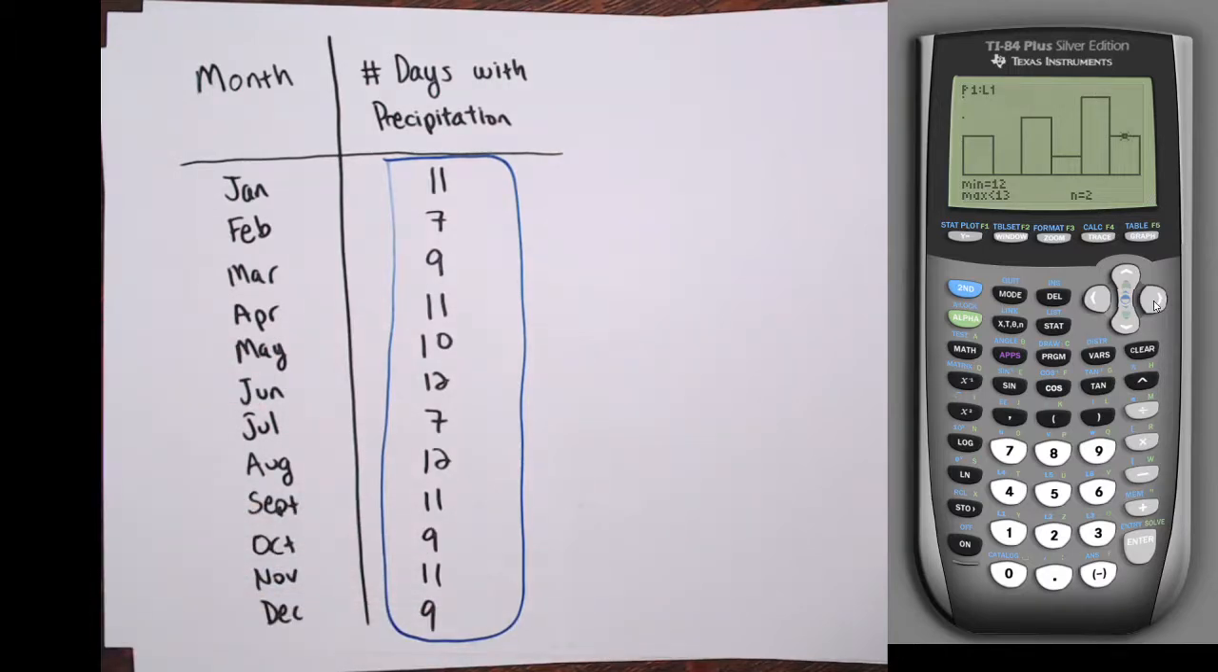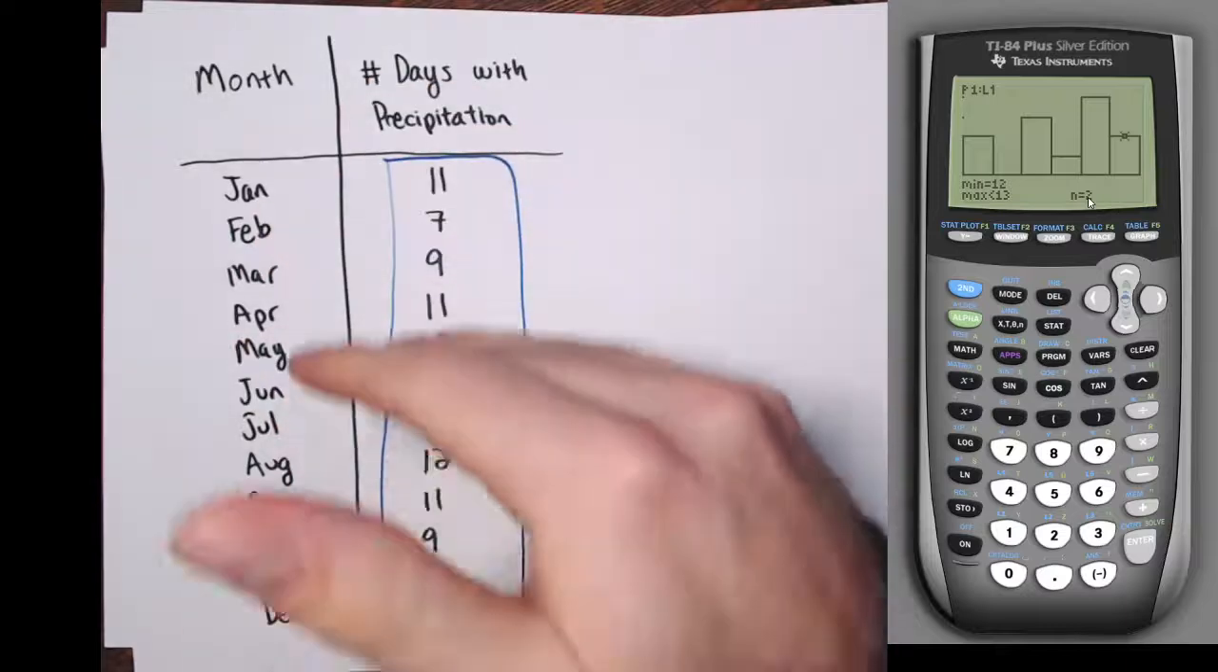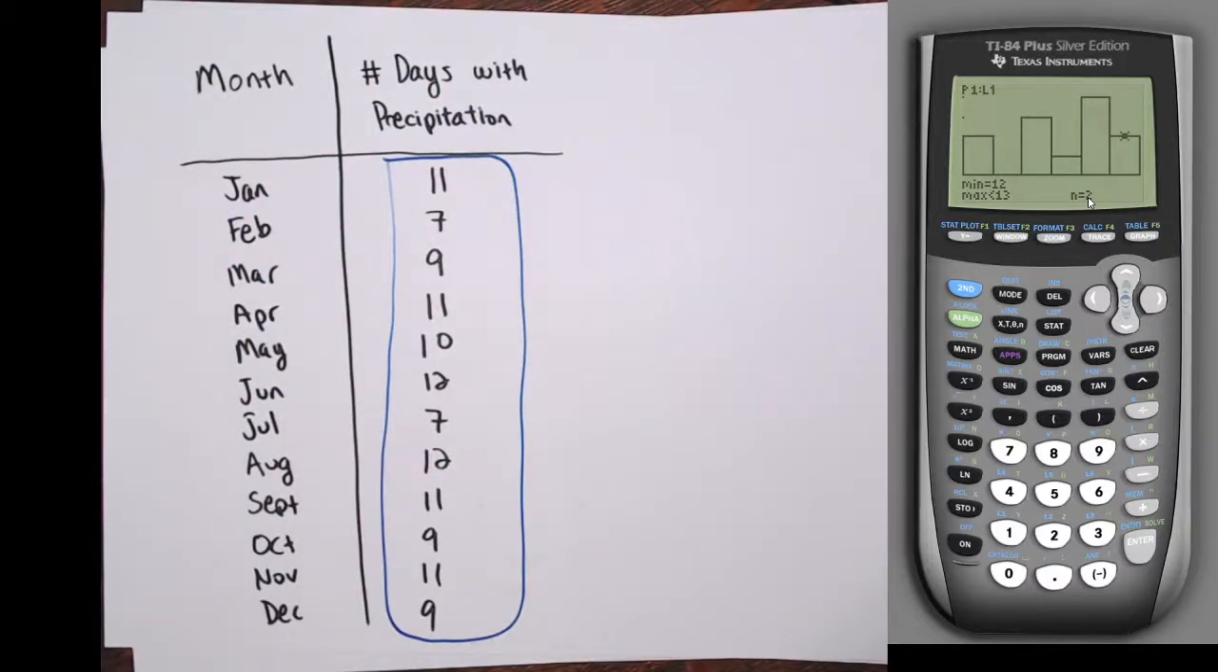And then the last one, how many had 12 days of precipitation? 2 of them, right? June and August. So the bar graph you're going to get on your calculator, you're going to interpret it in a little different way. It'll give you how many categories have that particular number of values.